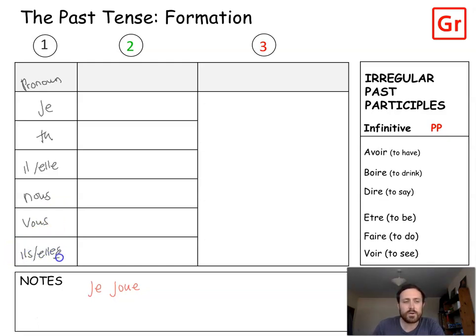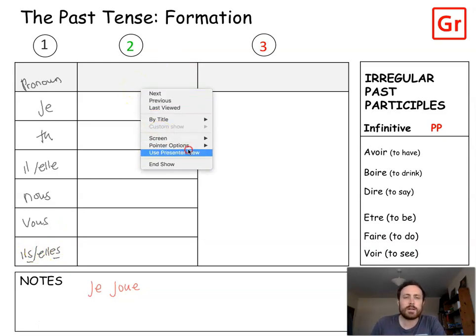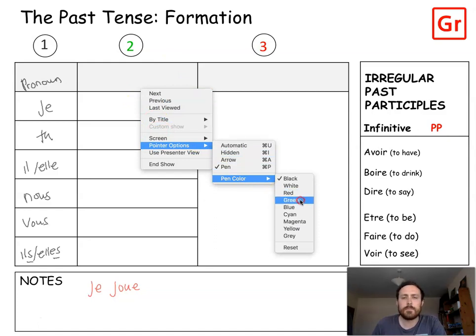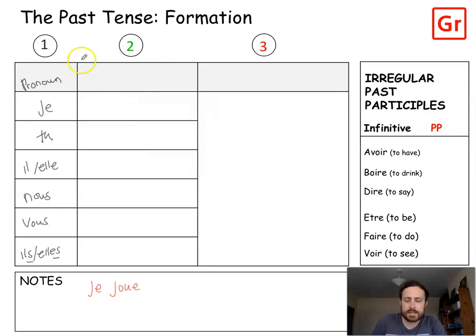Now it's important to note that this S is not actually pronounced, so it would be il and elle, but just for the sake so that you know there's an S and that you include it in your writing, it's important not to forget that. Right, the second part of the past tense, let's put this one in green. And this is what we call grammatically the auxiliary verb. Now I'm just going to write AUX there, but it stands for the auxiliary verb.